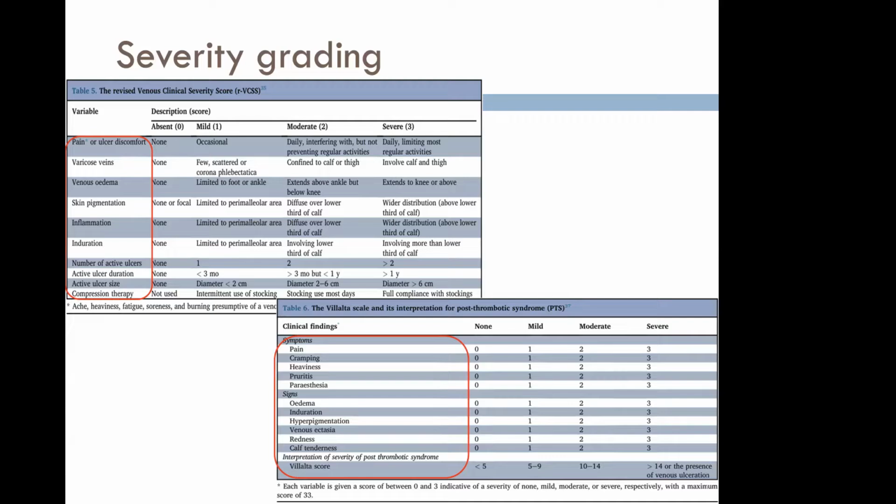Now, in patients who have post-thrombotic syndrome, firstly, to make the diagnosis of post-thrombotic syndrome, we use this Villalta score or Villalta scale, and a scale of 5 or more is considered diagnostic. It involves a number of symptoms, a number of clinical signs, and any patient with a score of 15 or more is considered to have severe post-thrombotic syndrome, or if there's a venous leg ulceration. We can move on.